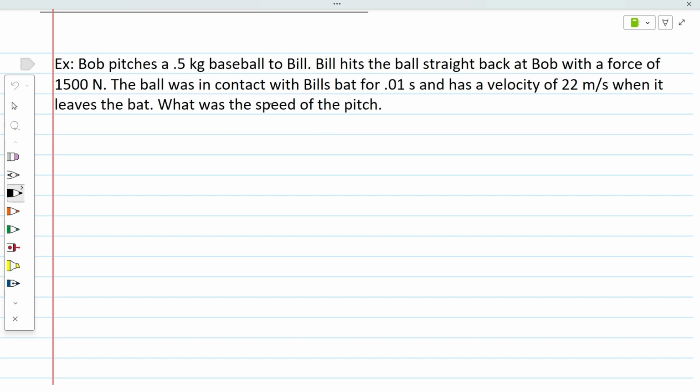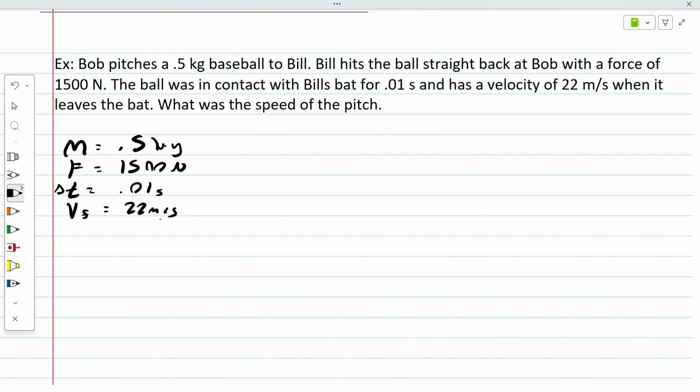Okay, so let's write out what we know. So we know the mass of the ball, which is 0.5 kilograms. We know the force, which is 1,500 newtons. We know the time, or the change in time that it was in contact with the bat, was 0.01 seconds. And we know the final velocity of the ball, which equals 22 meters per second.